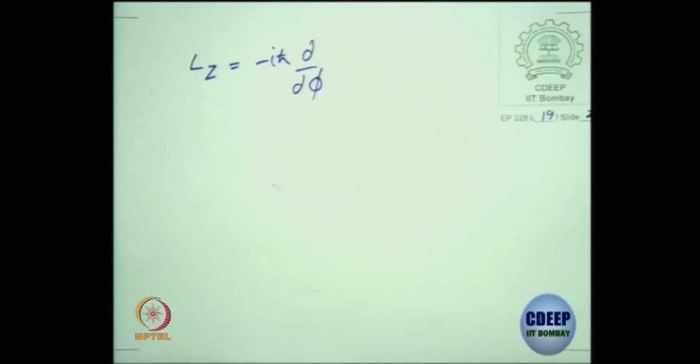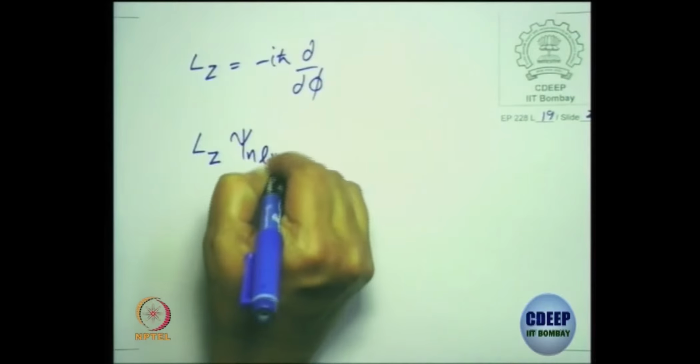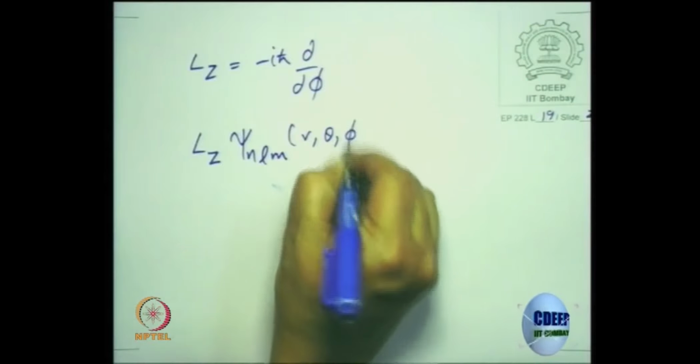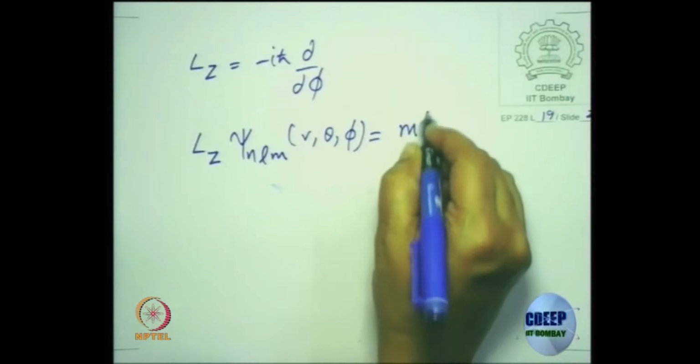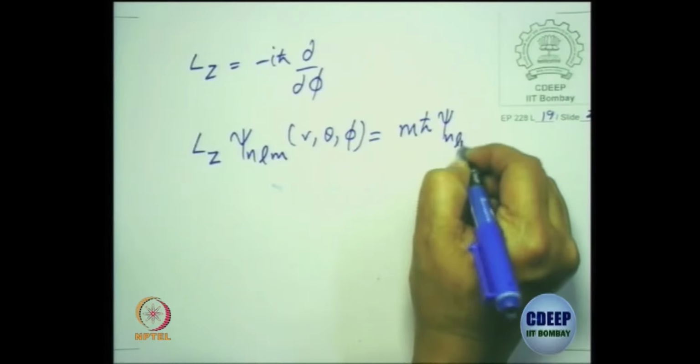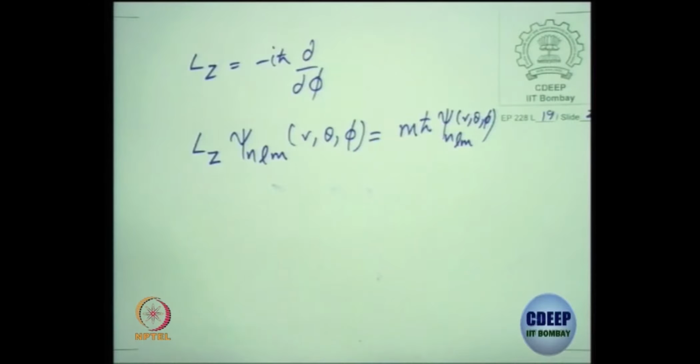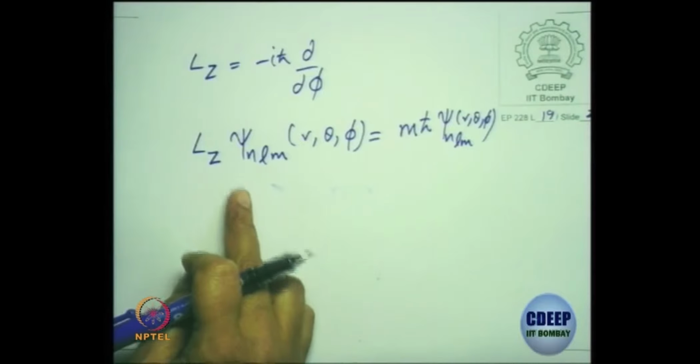So we saw LZ is minus i h cross del by del phi, and you can write LZ on psi NLM (r, theta, phi) to be m h cross psi NLM (r, theta, phi). This was the data which we studied in the last lecture. We introduced orbital magnetic moment, and I explicitly said del by del phi will operate only on the e to the i m phi. H cross is coming because you put a position representation for LZ, which is r cross p, where p has a minus i h cross del by del. That is why that h cross is coming.